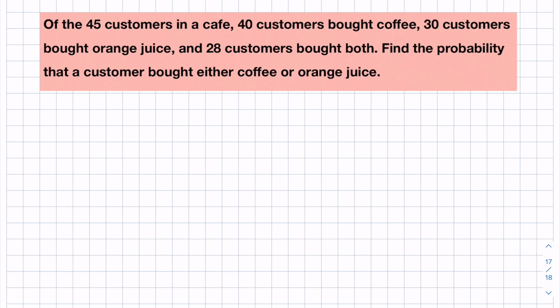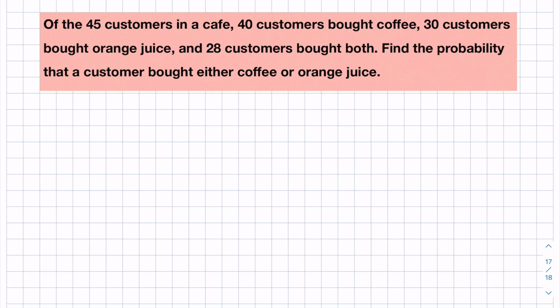Of the 45 customers in a cafe, 40 customers bought coffee, 30 customers bought orange juice, and 28 insane customers bought both. Who in their right mind actually buys both coffee and orange juice at the same time? We have to find the probability that a customer bought either coffee or orange juice. So basically, the same customers who only bought either a coffee or orange juice and not both.